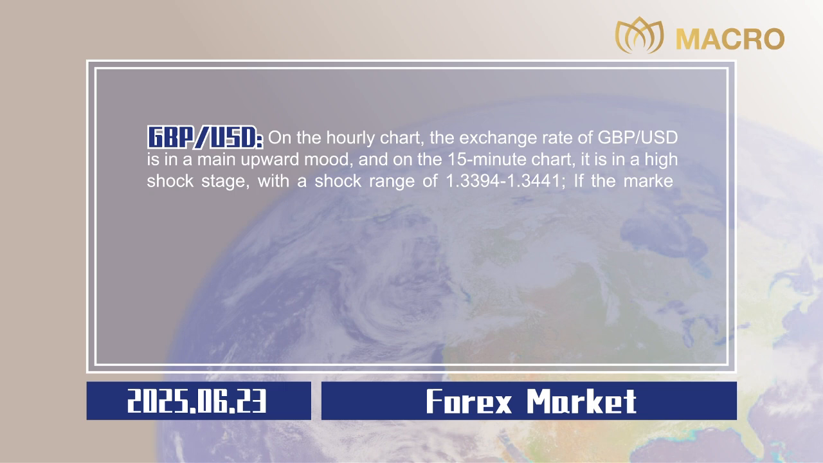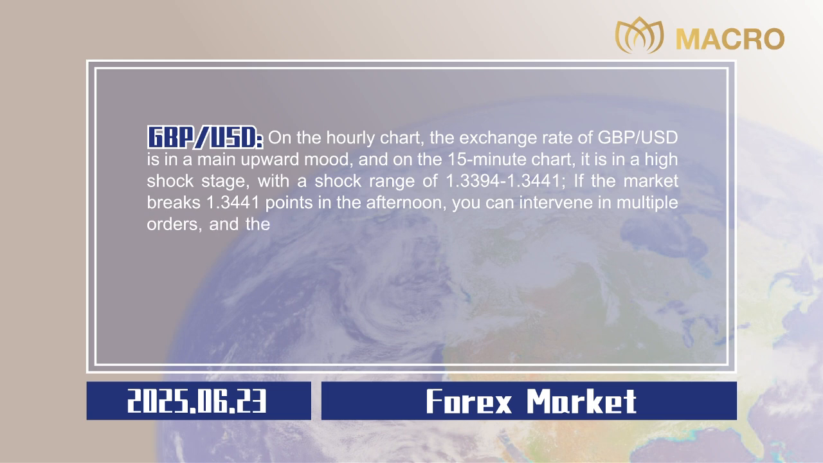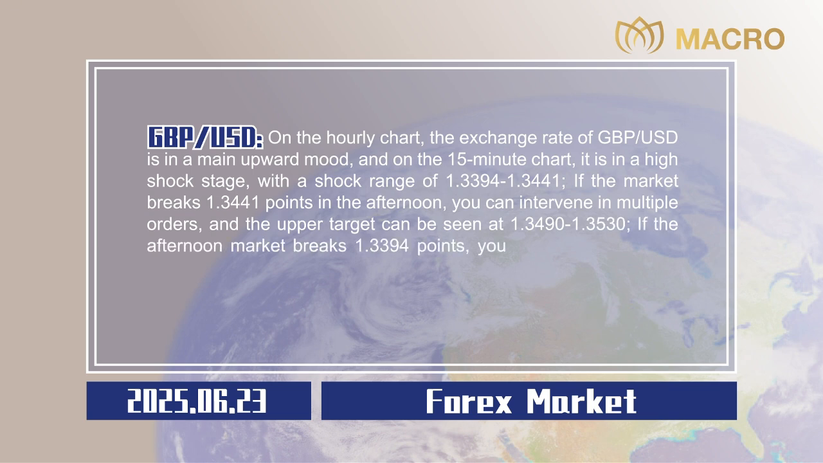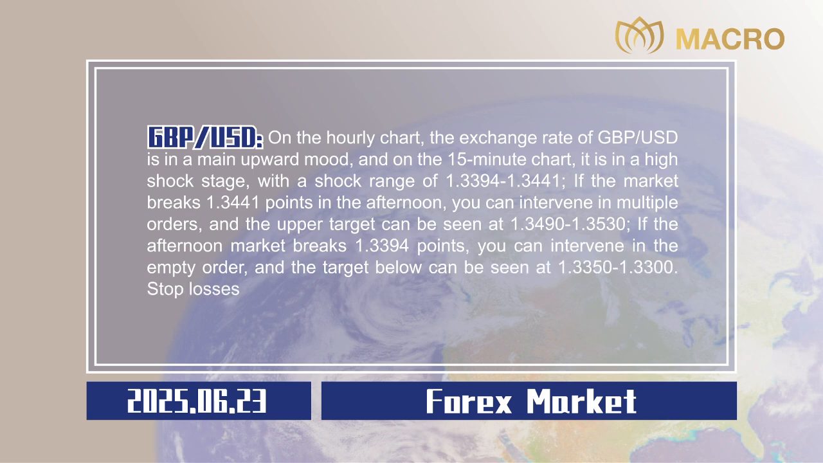If the market breaks 1.3441 points in the afternoon, you can intervene in long orders, and the upper target can be seen at 1.3490 to 1.3530. If the afternoon market breaks 1.3394 points, you can intervene in short orders, and the target below can be seen at 1.3350 to 1.3300. Stop losses are all 20 points, 0.0020.